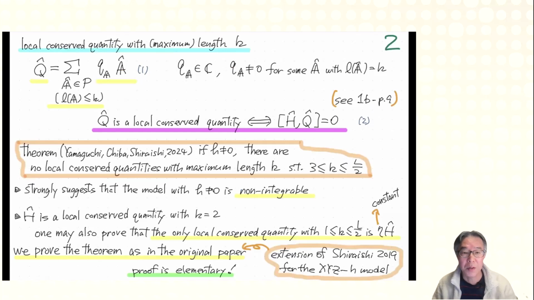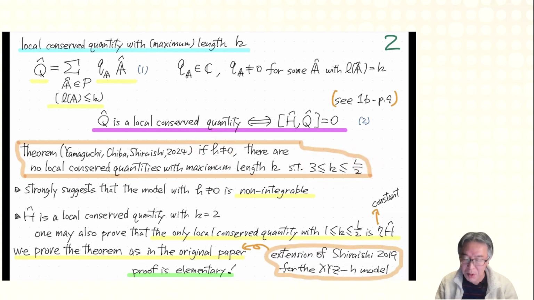Okay, going back to part 2. The main theorem is that we don't have something like Q3 here. If h is non-zero, then Yamaguchi, Chiba, and Shiraishi proved that there are no local conserved quantities with maximum length K, where K is in this range. Well, this upper bound is L over 2. So when L is large, this L over 2 is a huge quantity. So actually, this is not really local. It can be really extended.